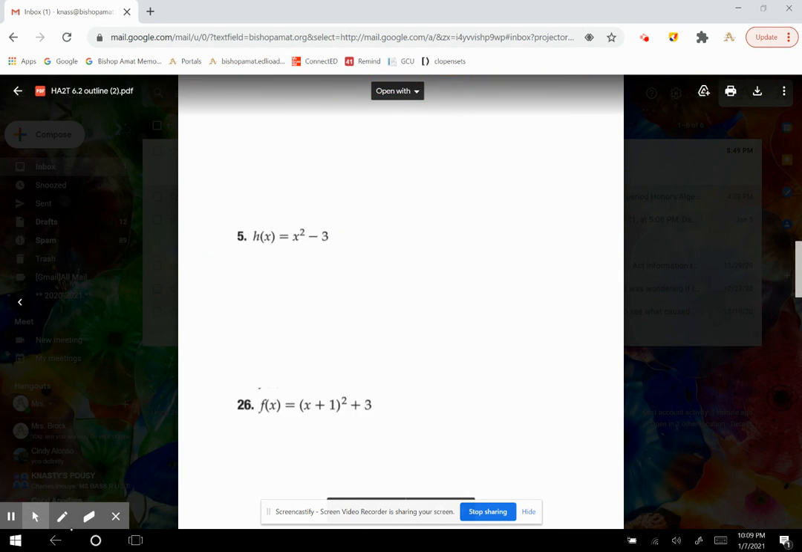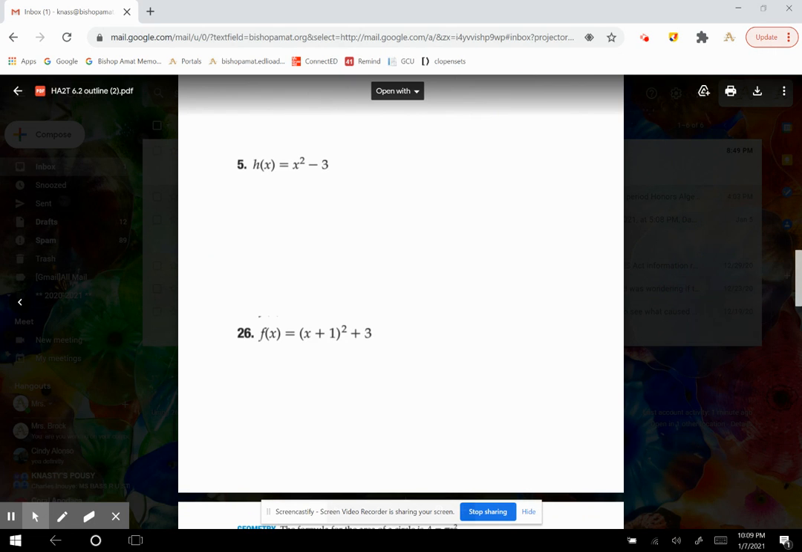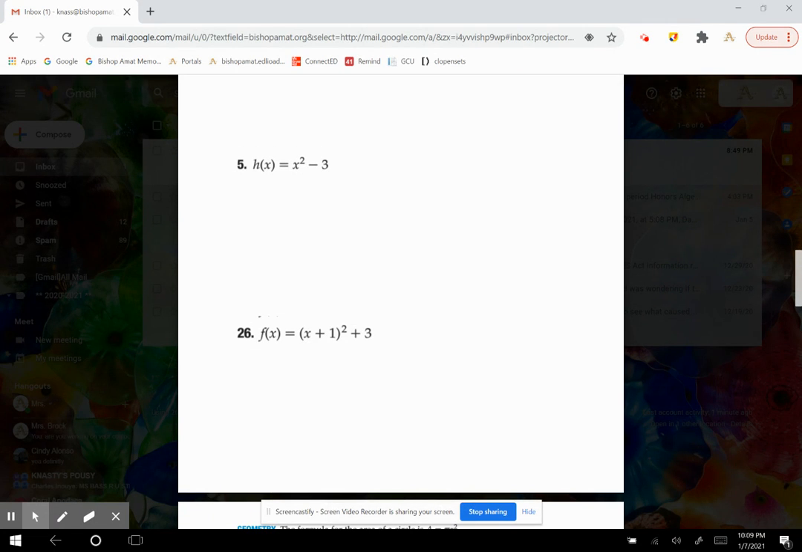Okay, let's look at 5. Let's find the inverse. So this is y. So I'm going to switch. X equals y squared minus 3. I'm going to solve. I'm going to get y by itself. So I have y squared equals x plus 3.